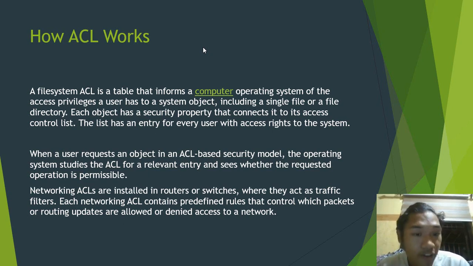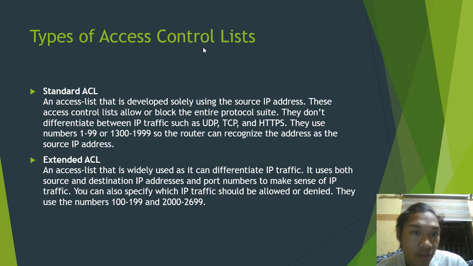Networking ACLs are installed in routers or switches where they act as traffic filters. Each networking ACL contains predefined rules that control which packets or routing updates are allowed or denied access to a network. There are two types of access control list: the standard and extended.